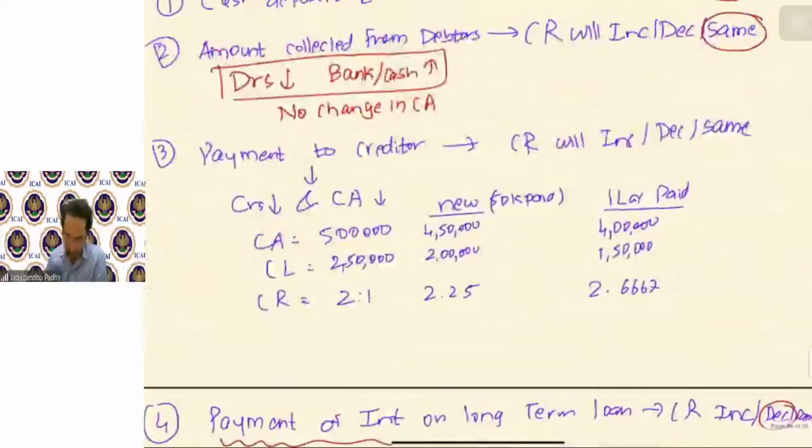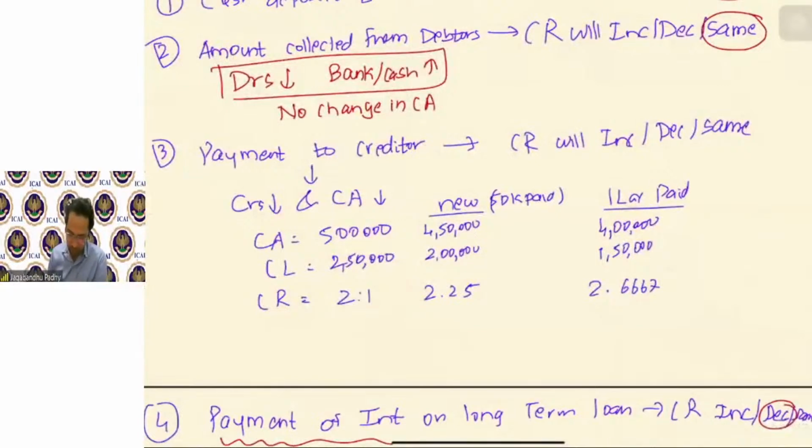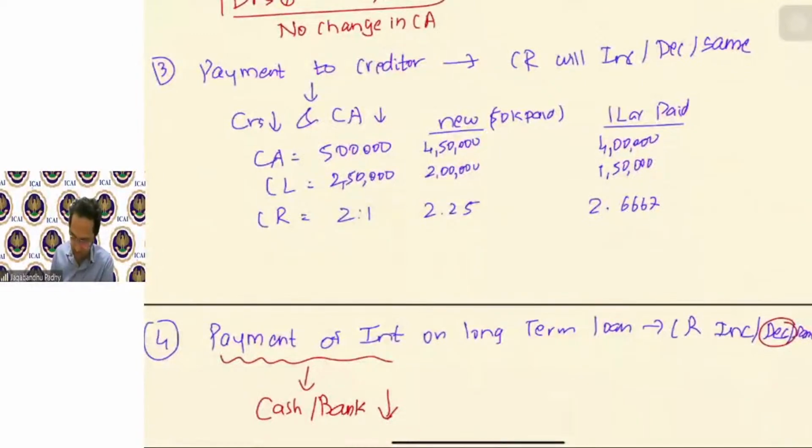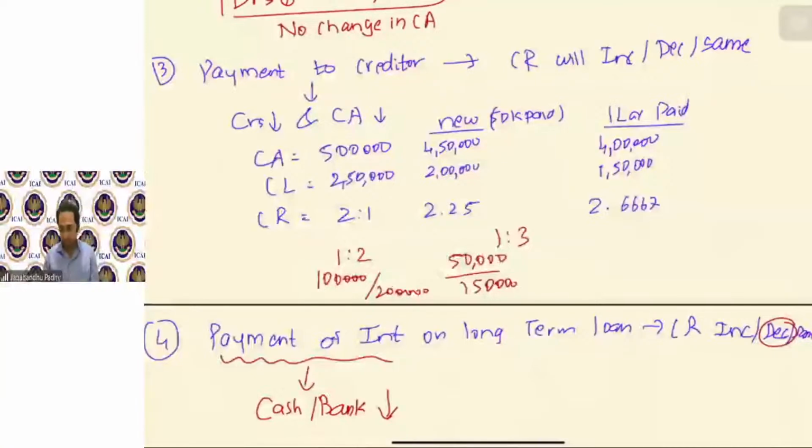Right? Okay. One important aspect over here: when you are making payment to creditor, we took the current ratio as 2:1. If we take, let's say, a current ratio of 1:2, then let's say it is 1 lakh and 2 lakh. Now after payment of 50,000, this will be 50,000 and 1 lakh 50,000. Current ratio is becoming 1:3. So if your ratio is lesser than 1, it is generally going to decline.